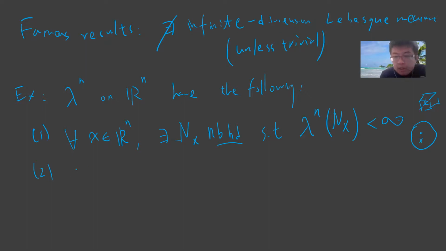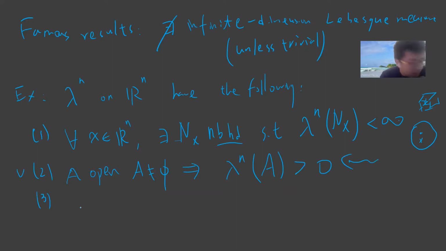And second is that for any A which is open and non-empty, the Lebesgue measure of A must be greater than 0. This one is very important, right? For example, if your measure on an open ball or an open cube is 0, then somehow every open set should have measure 0. So this property is also very intuitive.